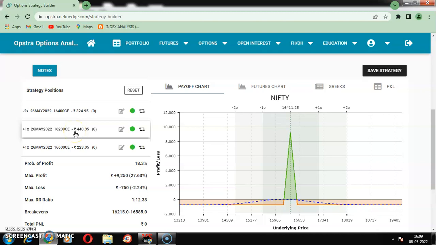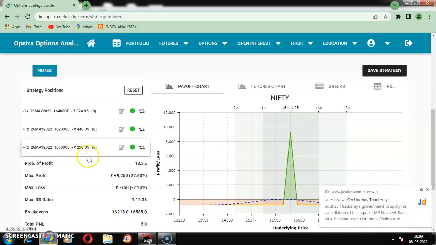You can also maintain 100 points. In that case, you have to deduct 100 points here and add 100 points there, right? But it is better to opt for 200 points, 200 points up and 200 points down. I mean from the at the money you have to deduct 200 points, and that will be the in the money, and from the at the money you have to add 200 points, and that will be the out of the money, right? Whereas you are getting 9,250.